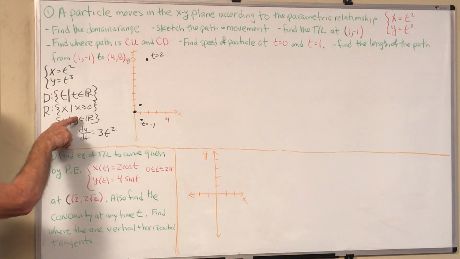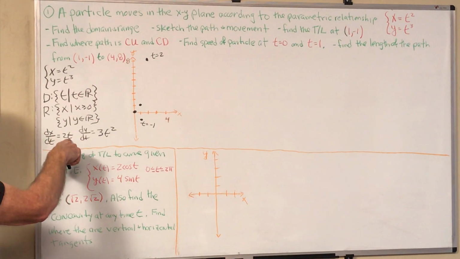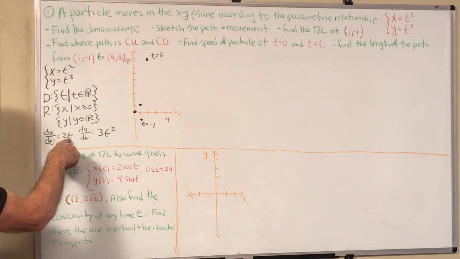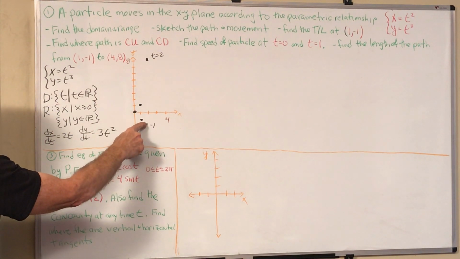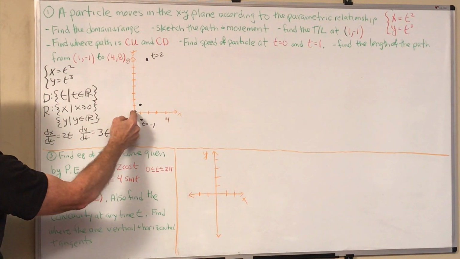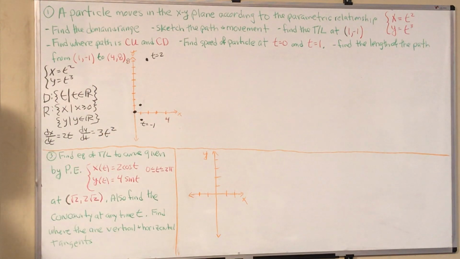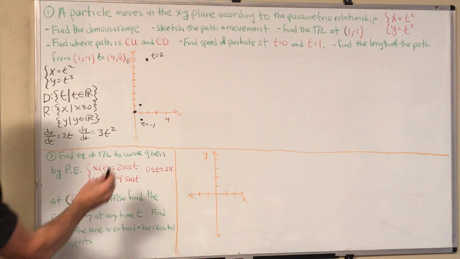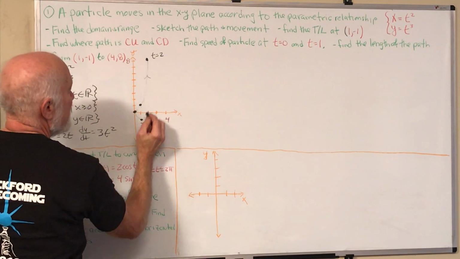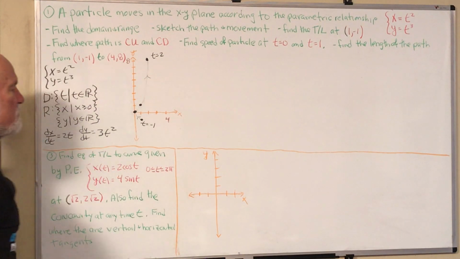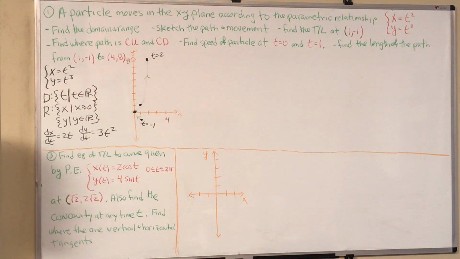whereas dx/dt is 2t. So when t is negative, it's moving to the left. And that seems to be what's happening. When t is negative, it's moving to the left, and then it's moving up. So we have a feeling that our motion is like this. I think we have more than a feeling. I think we know that that's going to be the case.